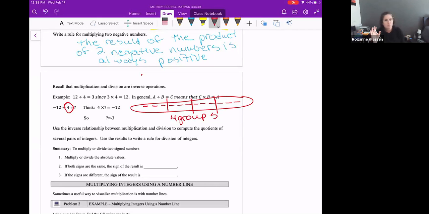Now, there's a reason that I chose for my divisor to be the number of groups instead of the size of the group. I didn't say the size of the group was 4 because the size of the group would be negative 4. Does that make sense? So I was very careful about saying my divisor is the number of groups, not the size of the groups.